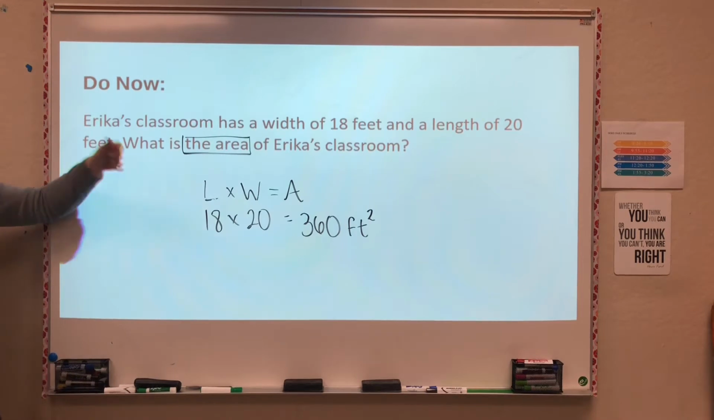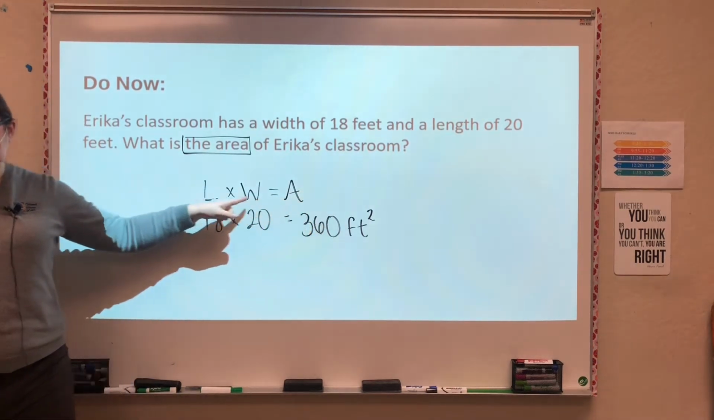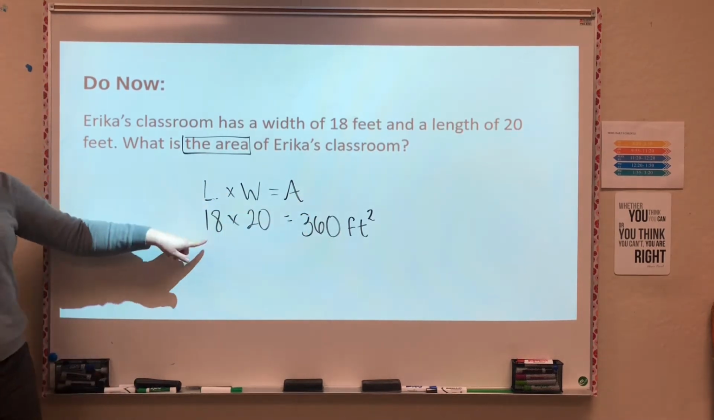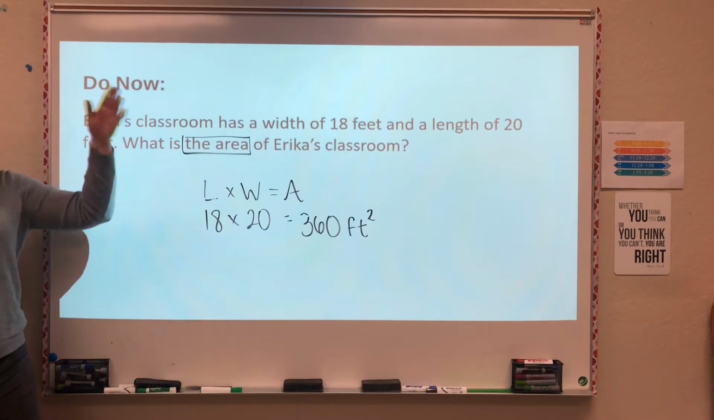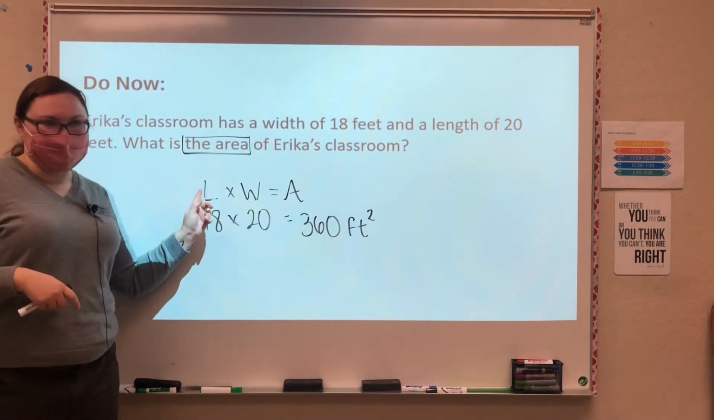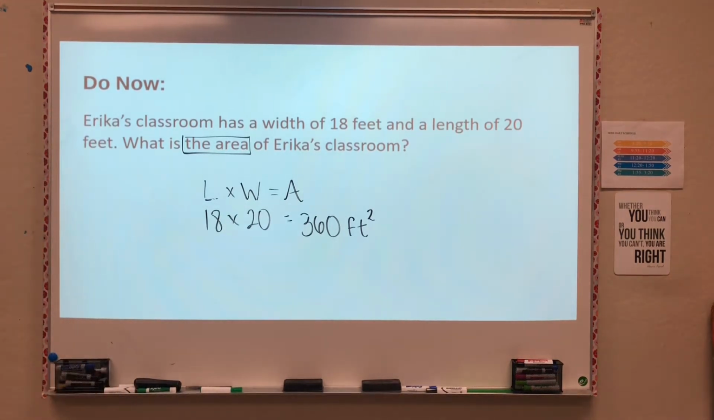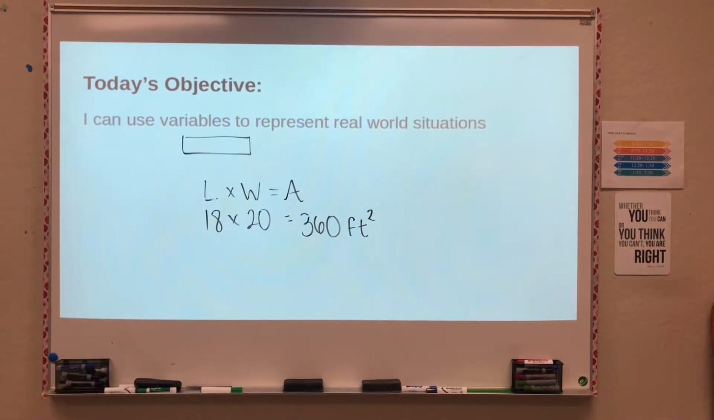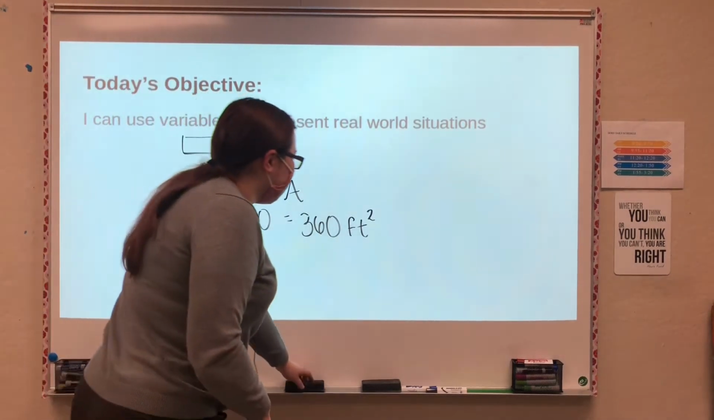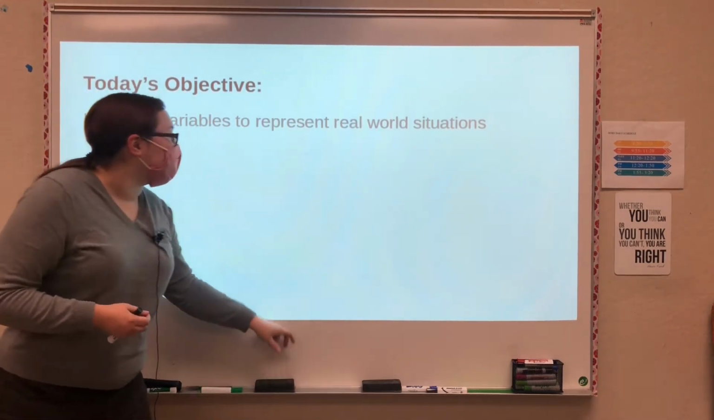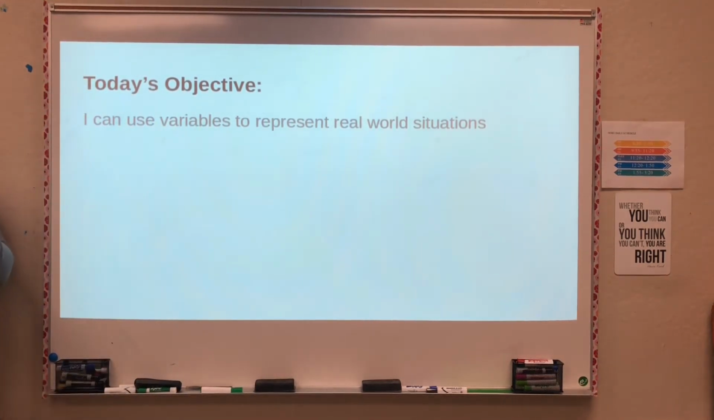What we're looking at today is going to have something similar to this, and it has to do with using these letters. Eventually, we ended up using numbers, but as a general rule, we said area always equals length times width. There's a reason we use these letters here, and that's what we're looking at today. So in today's lesson, we are starting Unit 2, and Unit 2 is going to start off with us learning what these variables are. The objective is: I can use variables to represent real-world situations.